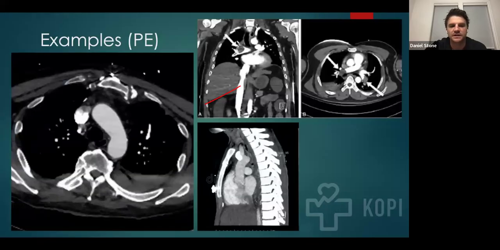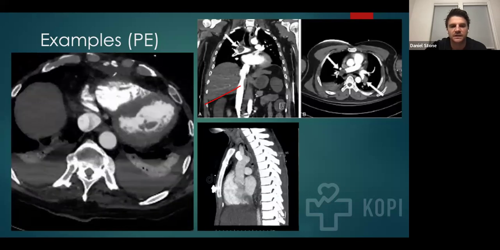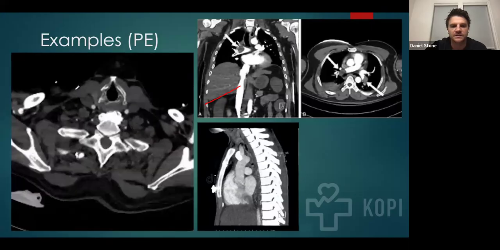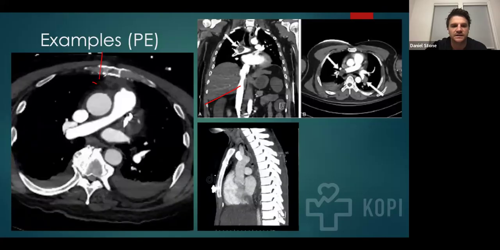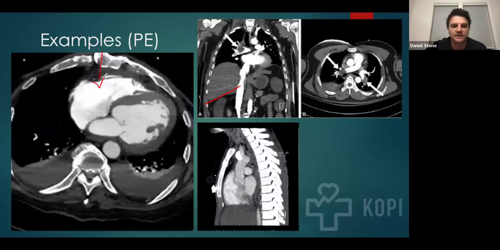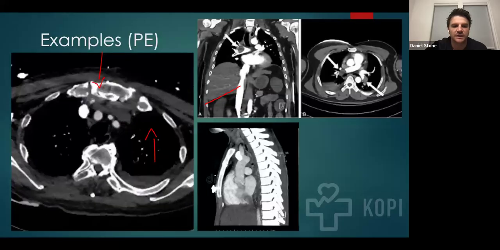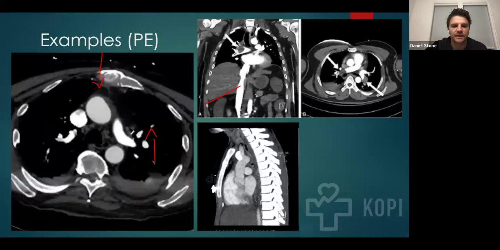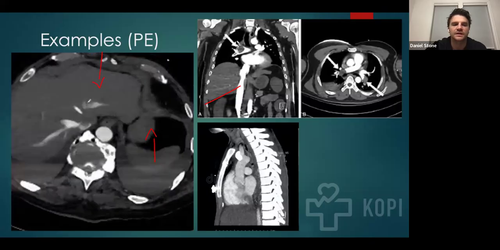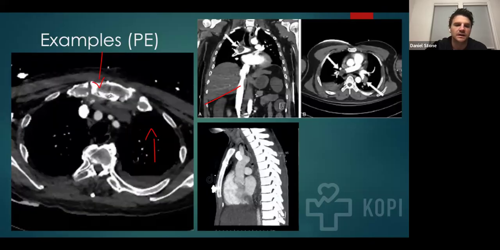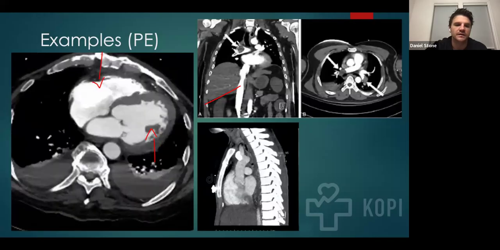So we talked a little bit about contrast timing, and here is a good example of what a PE study looks like. The contrast timing is put in so that most of the contrast is actually in the right heart. You can see that the bolus of contrast does make it to the left ventricle too, down here at the bottom, right here. But you can tell that the majority of the contrast is actually focused in the right heart. You can see it in the pulmonary arteries.